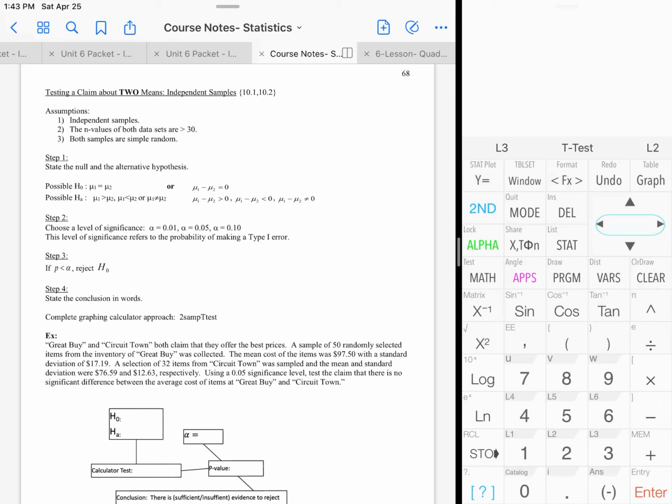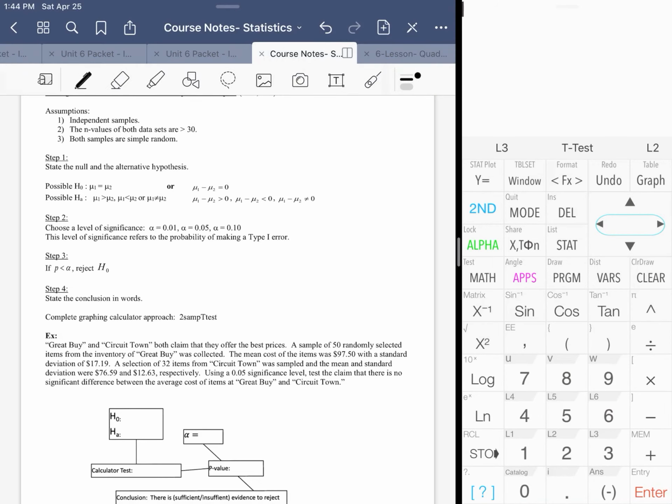Last but not least, the case where we're dealing with two sample means, but they're independent of one another. It's not a matched pair situation. Matched pairs, like in the previous video, we identify with before and after situations, pre and post, just one individual with multiple measurements being taken. But with independent samples, we have different groupings of individuals being compared against one another.